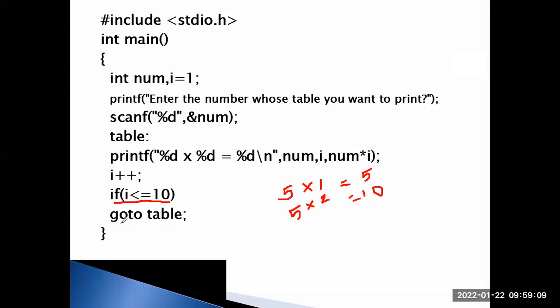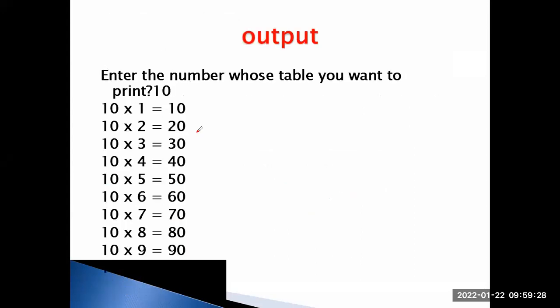Here we have used goto table. Table is the name, table is the label. First you have to define a label, then you can use that label, going back to the particular specified name. Okay, the output of this is the same. Enter 10, you have entered a value num equal to 10, it displays the 10 table, 10 into 1 up to 10 into 10.